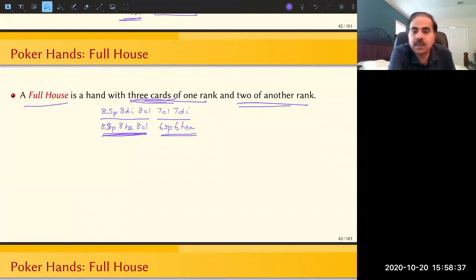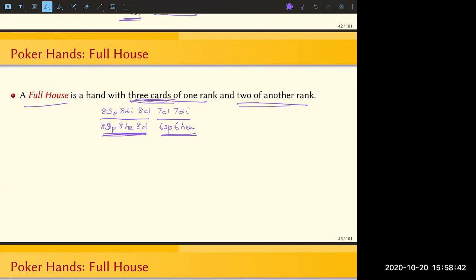So how would we go about counting this? Somebody else wants to try? Is it just 13 times 12?